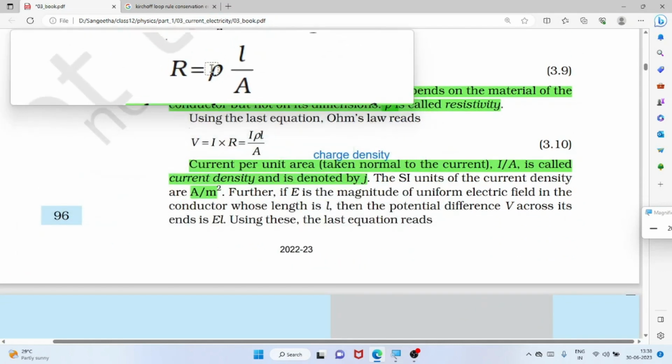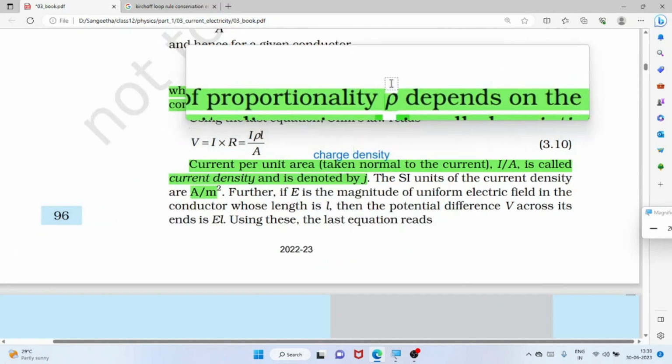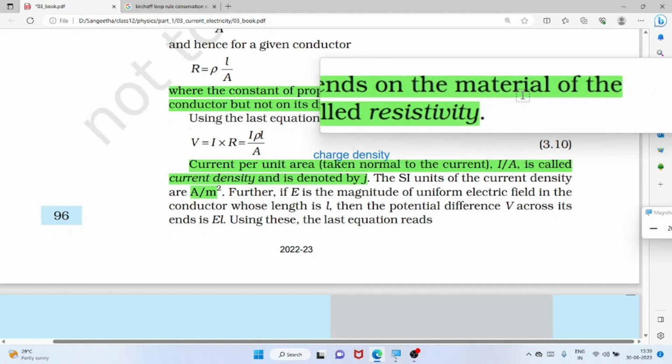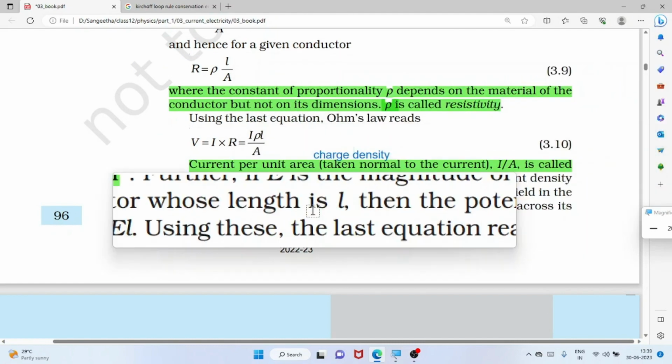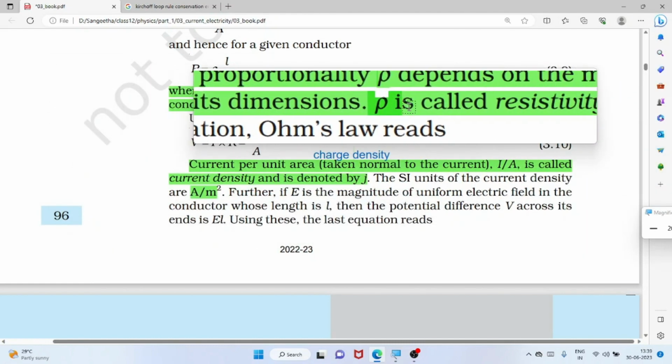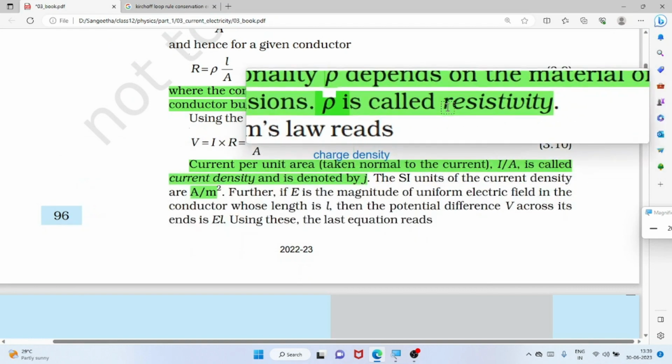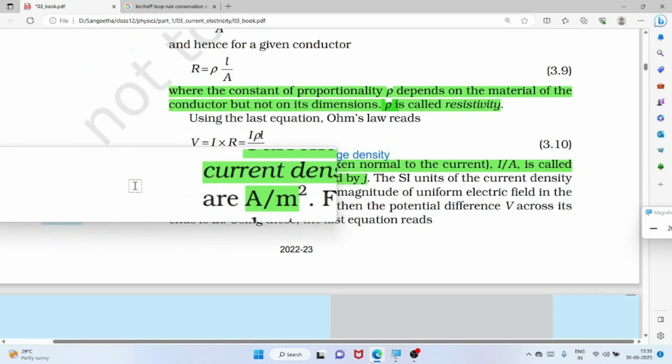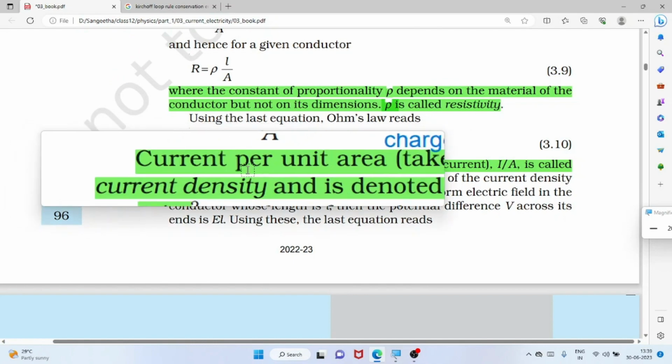Here rho is the constant of proportionality, and it is called resistivity. It depends on the material of the conductor but not on the dimensions.